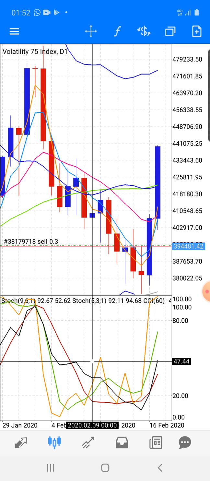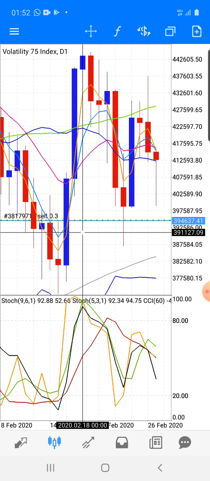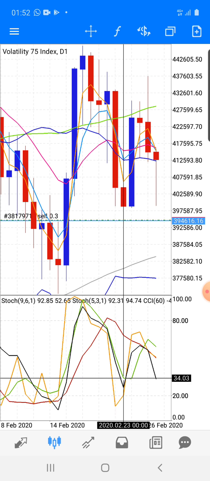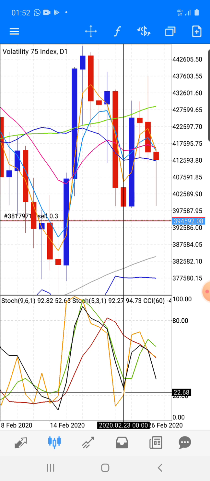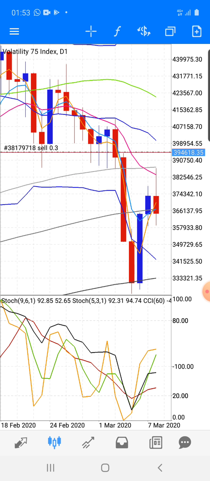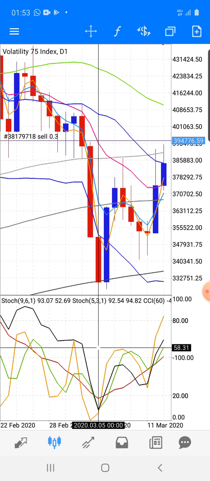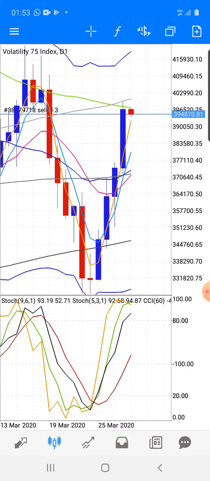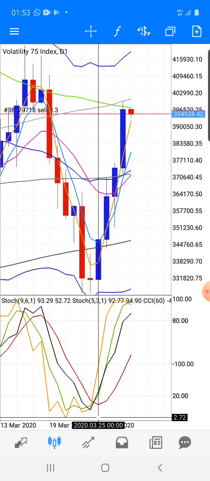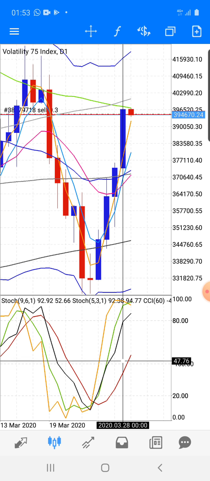Then when you got here, all the way up again, and then all the way down. And then all the way up again, then all the way down. Down, down, and then all the way up here. Up, up, down, up. Do you see how the red stochastic serves as like the last frontier for sentiment change?